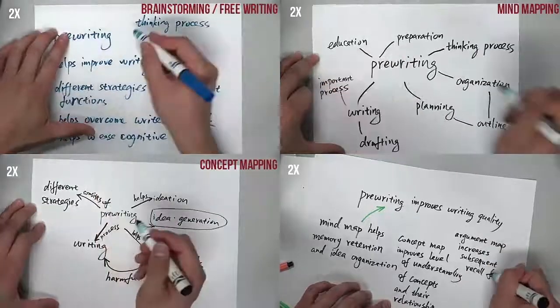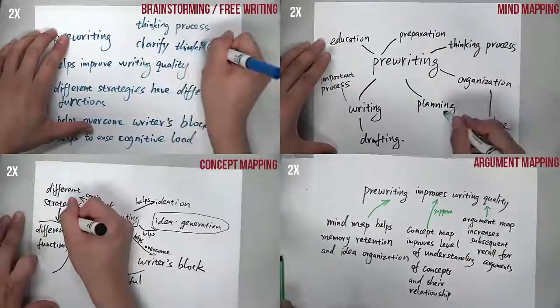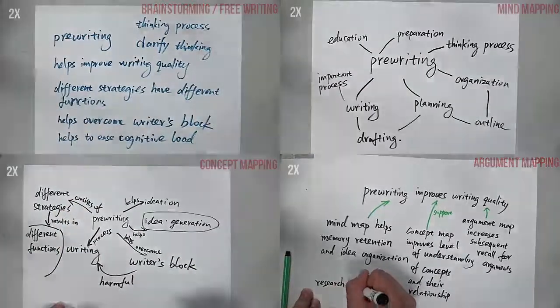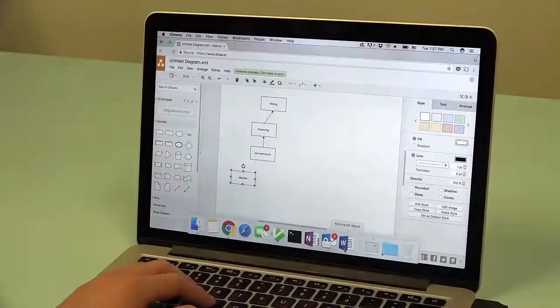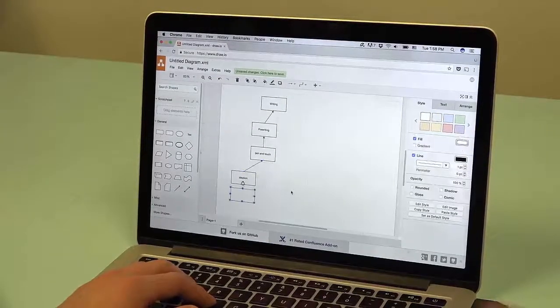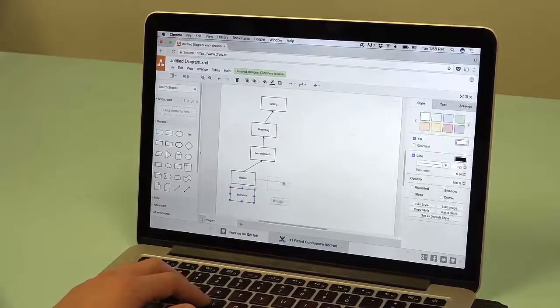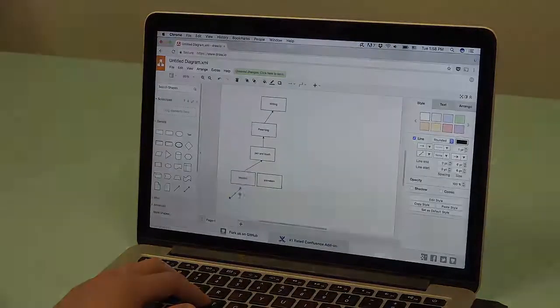between different ideas to form a loose structure, and argument mapping, which uses a coding scheme to clarify the structure of arguments and premises. While many digital pre-writing tools such as Draw.io, seen here, have been developed, most are designed for a desktop computer with a mouse and keyboard. This differs from the way that writers traditionally perform pre-writing, often by scribbling text using paper and pen spontaneously.